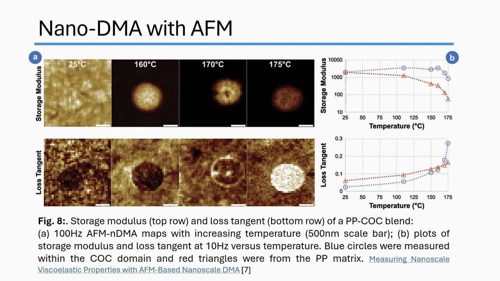And this graph over here shows us a typical map of the storage modulus and loss tangent that is measured with nanoDMA in AFM for varying temperatures. So this was taken in localized regions of a sample that consisted of polypropylene matrix with a cyclic olefin copolymer. And if we look closely over here for the diagrams at 25 degrees Celsius, we don't see any contrast. And the colors are almost similar. This tells us that the storage modulus and the loss tangent are both the same for both of the materials at a temperature of 25 degrees Celsius.